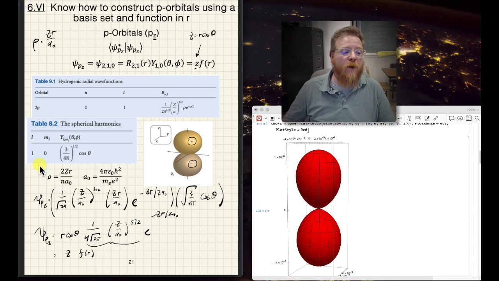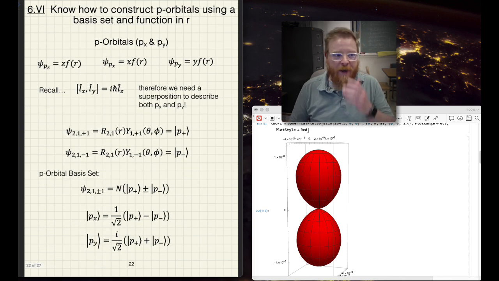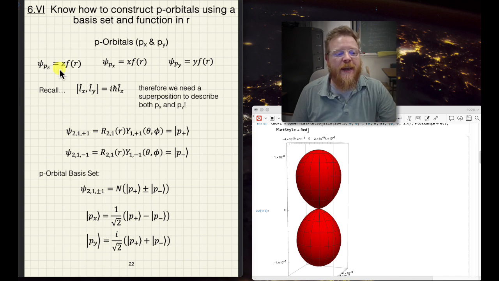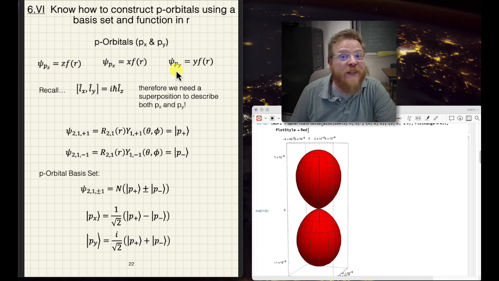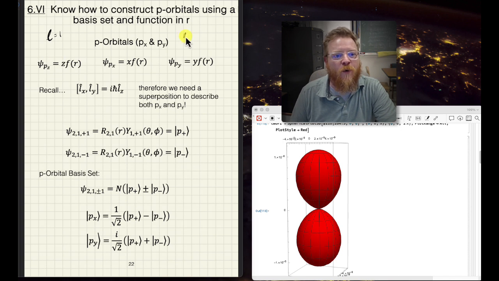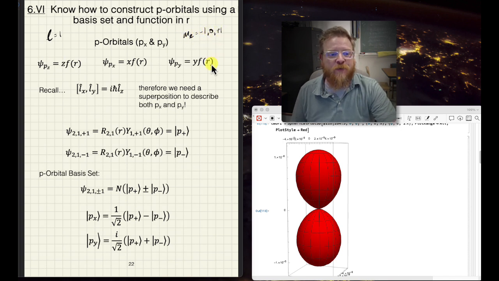So let's keep going with this, and let's try to put together px and py. So we can take a page out of the solution for pz, which was z times f of r, and note that because all of these are degenerate ml values, right, from L is equal to 1. So we will see that these are all from the degenerate ml of -1, 0, and +1.